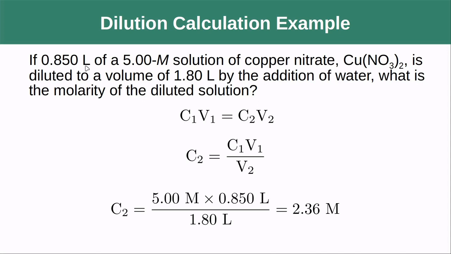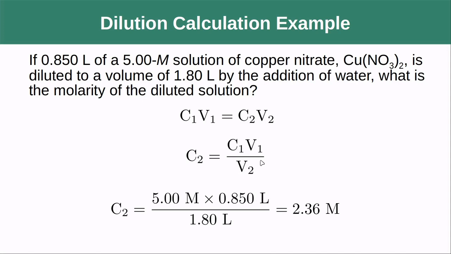I'm going to notice that I have 0.850 liters of this copper nitrate, so those two are going to get matched together here. So I'm going to have 5 molar and 0.85 liters of solution going there. On the other side, I'm being asked for the concentration, so C2 is what I'm going to want to solve for. And how much volume do I have? I have 1.8 liters right here. So I plug those in, solve for C2 because that's what I'm being asked for, and I get this expression right here.